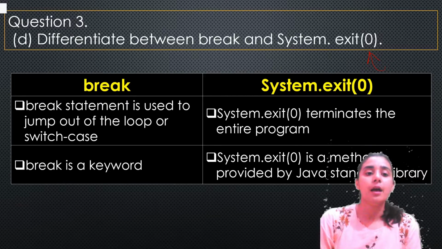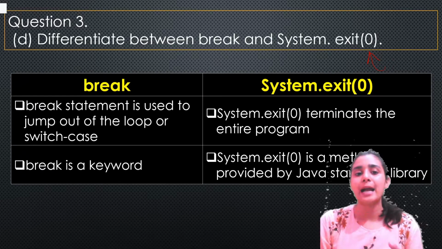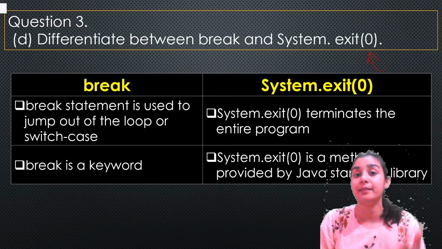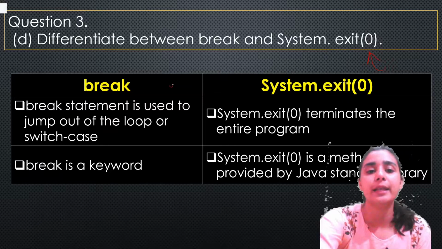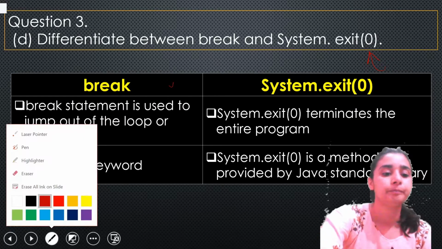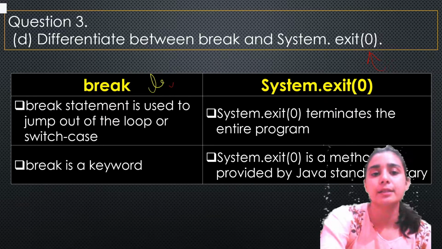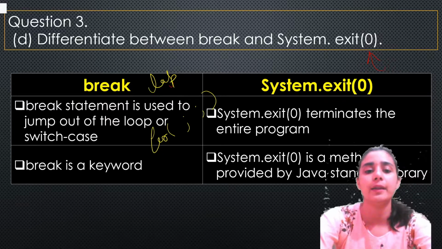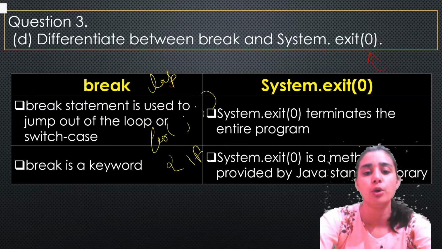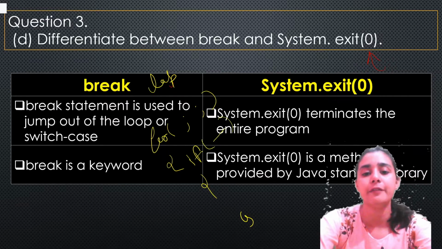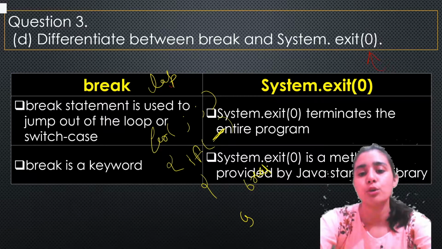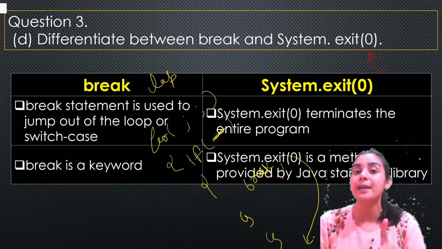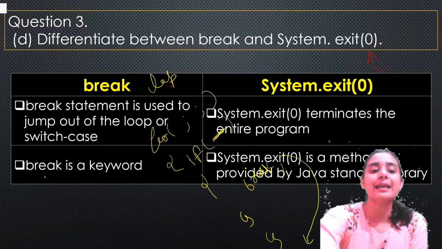Break means whenever you are using break, you're just coming out from that particular block only. Basically we are using it in switch case and in loops. For example, I'm using a for loop, and here you are using an if condition. If that if condition is matched, you use break. Break means you are coming out from this particular block, not coming out from the program.